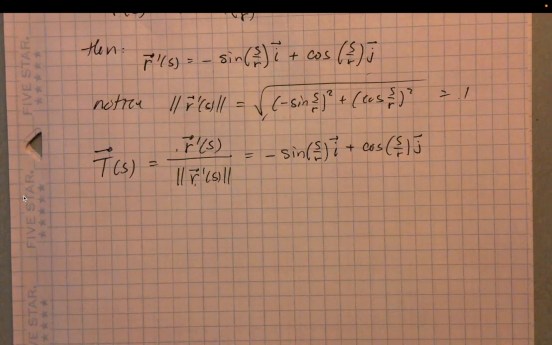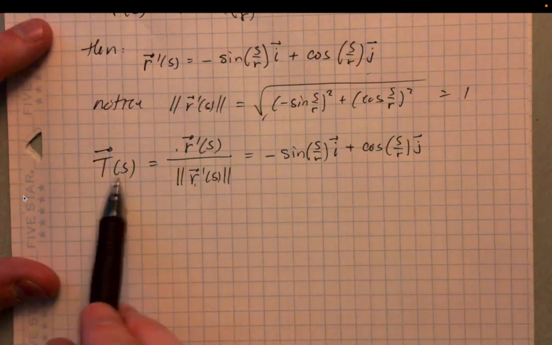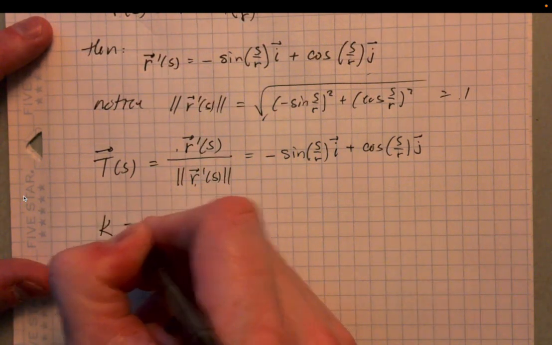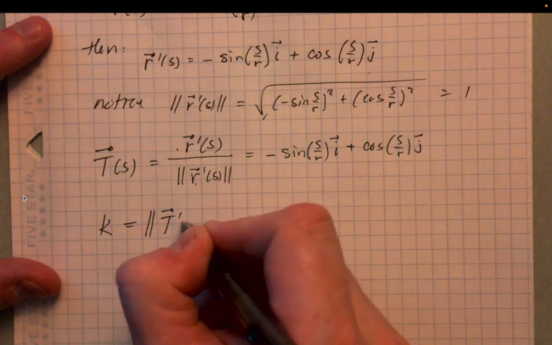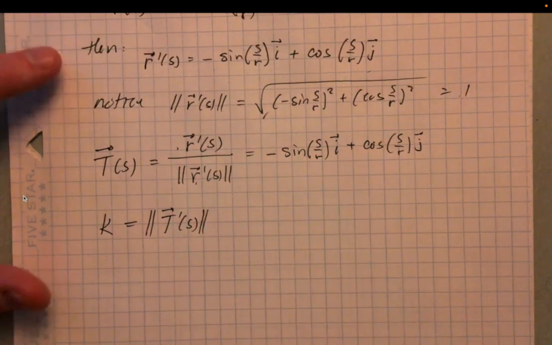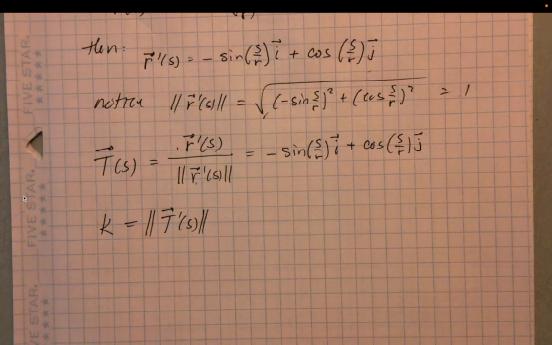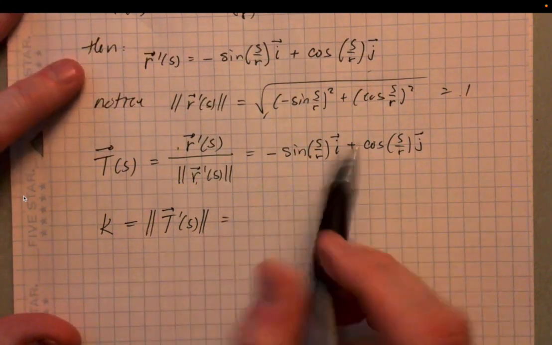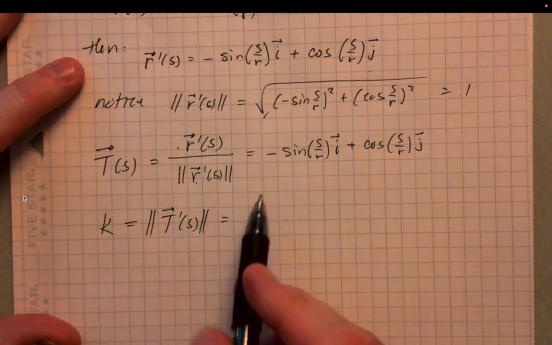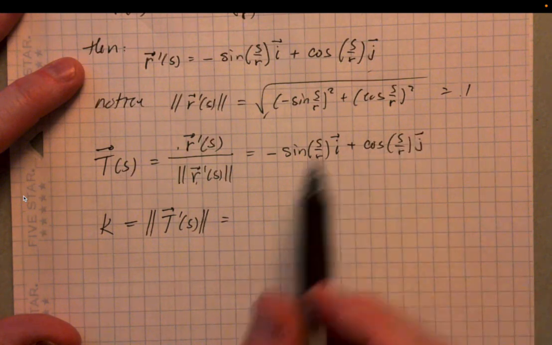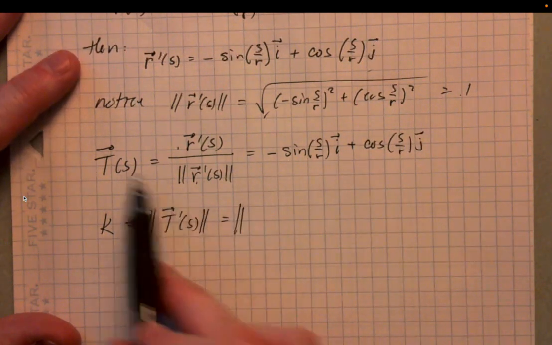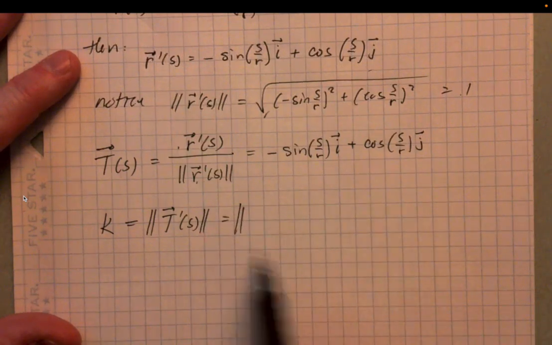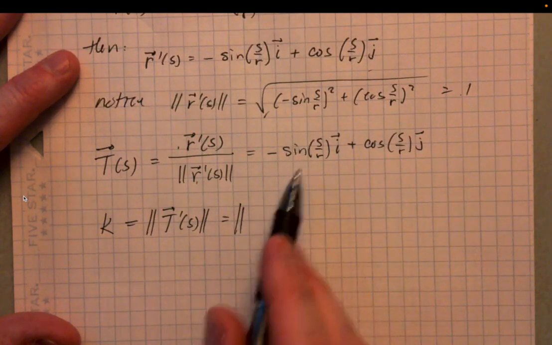Then the curvature is just the norm of the derivative of this. So kappa is equal to the norm of the derivative of the unit tangent vector. What is that? First we have to differentiate, but we can do this in one step, I think. We have to calculate the derivative of this inside the norm brackets, but that's really easy to do.